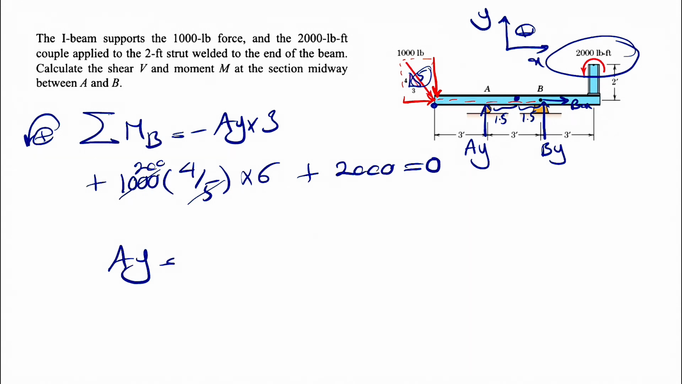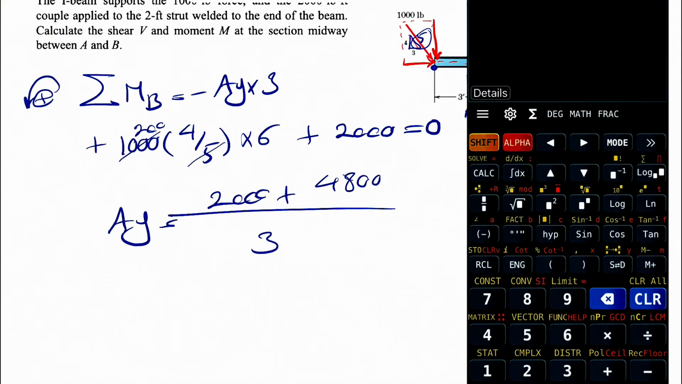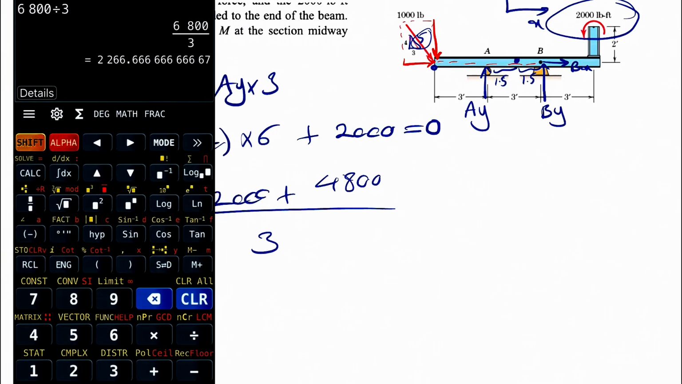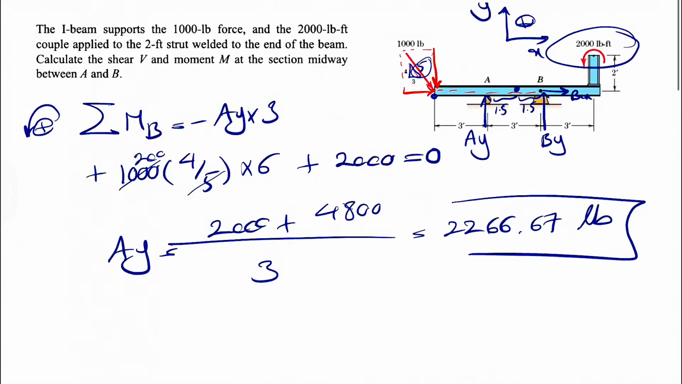So our AY would be basically 2,000 plus 200 times 4, which is going to be 800, so 800 times 6, 4,800, divided by 3. So we're going to have 6,800 divided by 3, which is going to give us 2266.67. So now that we have AY, we can just do our section at this point.